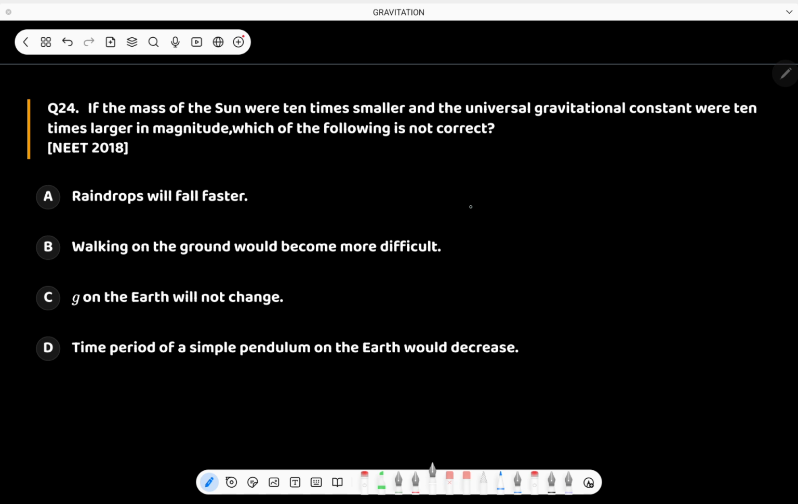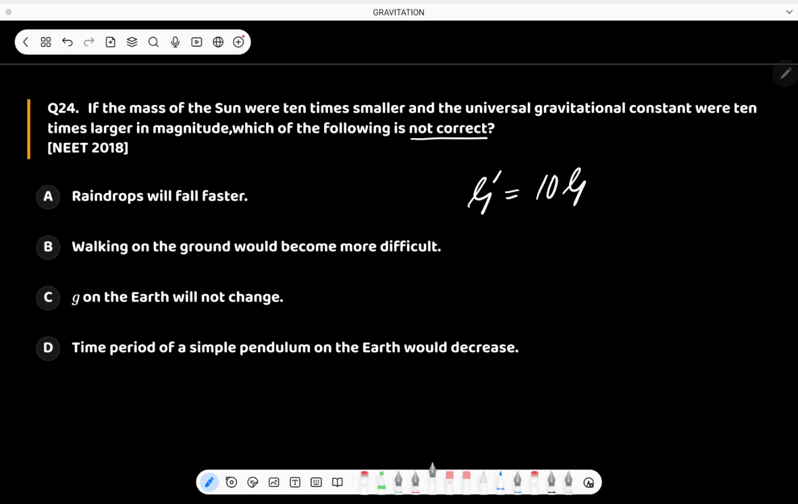For example, it is a hypothetical situation in which the gravitational constant is increased 10 times. That means the new gravitational constant becomes 10 times its initial value. Then which of the following is not correct? The important thing is that we need the one that is not correct.